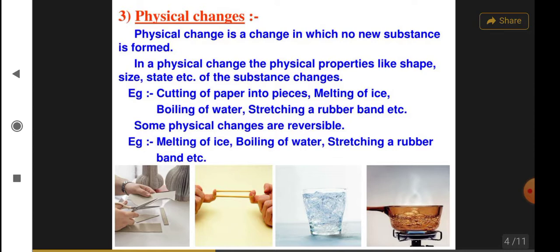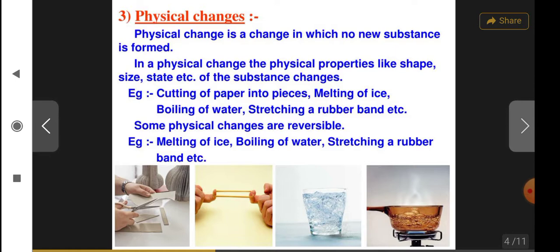Physical change is the change in which no new substance is formed. But if change is there, then something is changing. If a new substance is not being formed, then what is changing? A physical change is the change in which physical properties, the properties which we can see, like shape, size, state, meaning solid, liquid or gas, change.